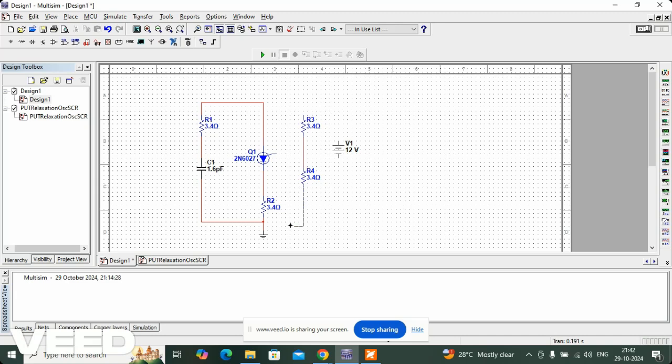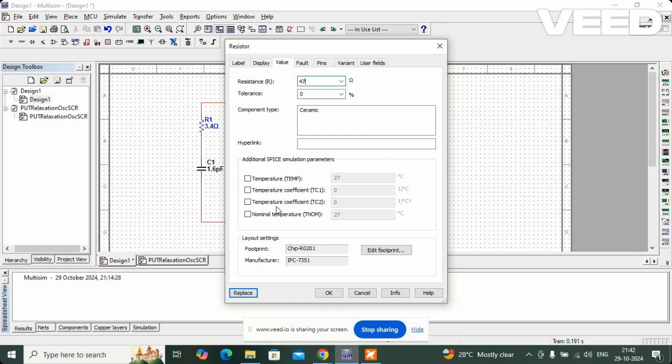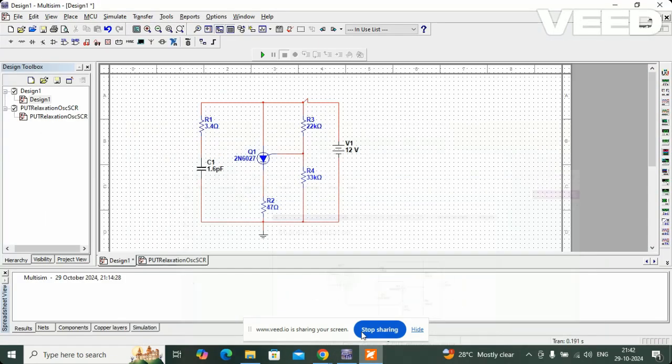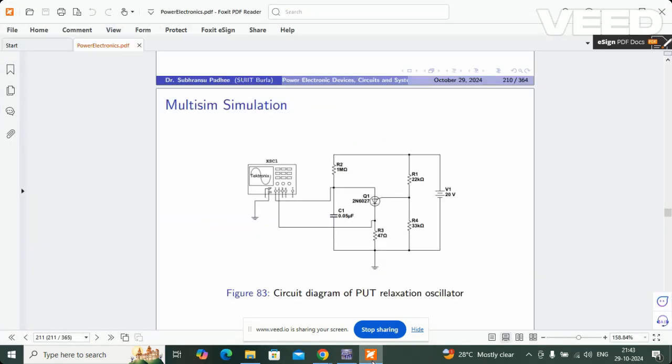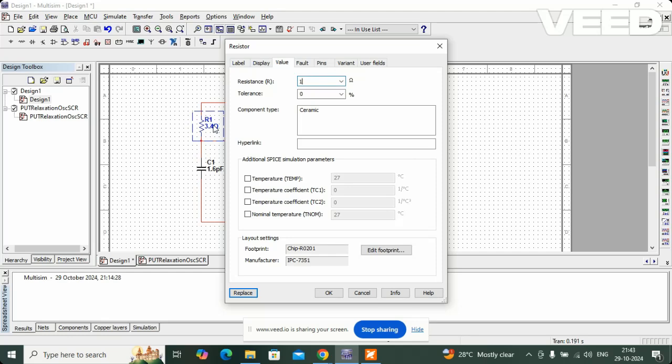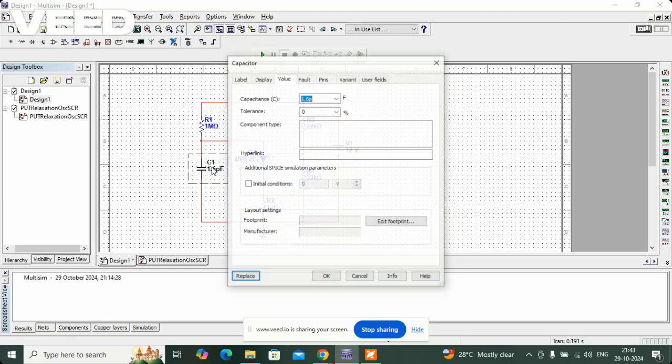Here we have a more or less complete circuit, and the supply voltage is connected. Now let's set the values: 22 kilo ohm, 33 kilo ohm, 47 ohm. This is 22 kilo ohm. This is 33 kilo ohm. This is 47 ohm. And here it should be connected to here. And here you have a 1 mega ohm and 0.05 microfarad.